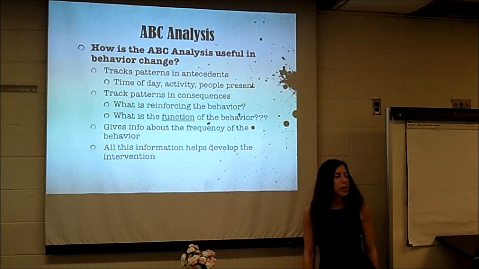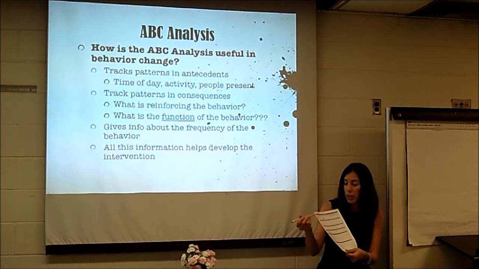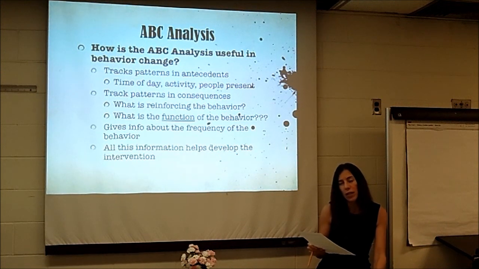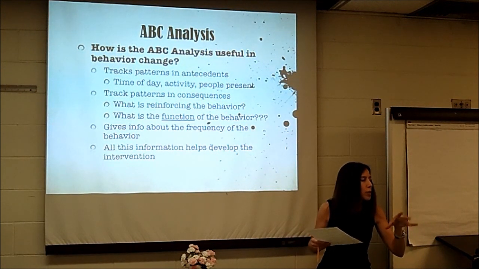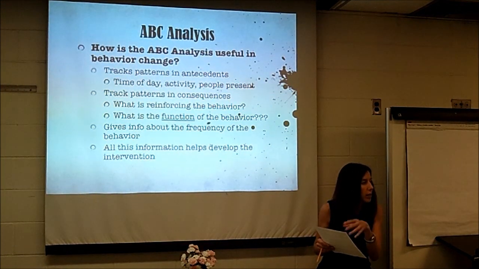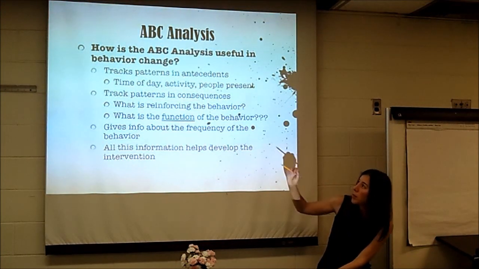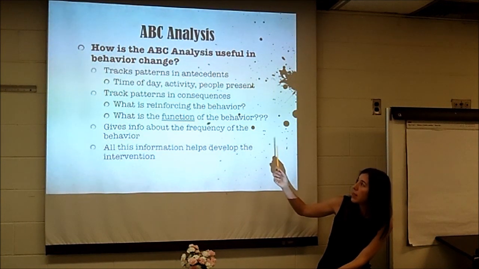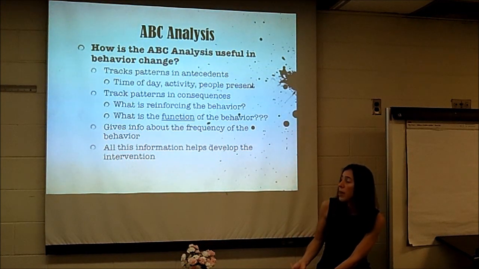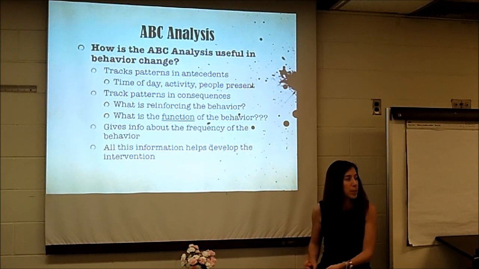Okay, so when we're looking at our ABC data sheet then, this provides a lot of useful information as well as antecedents and consequences, but also tracking time of day. You might start to see some types of patterns that target behaviors tend to occur between 9 and 12 in the morning, or maybe always right before lunch at 11:45, there's some kind of disruption going on. This again is information that can help us. So these kinds of analysis track patterns and antecedents, patterns and consequences. It helps define the function of the behavior. And it can also give you some general idea about the frequency or how often the behavior is occurring.